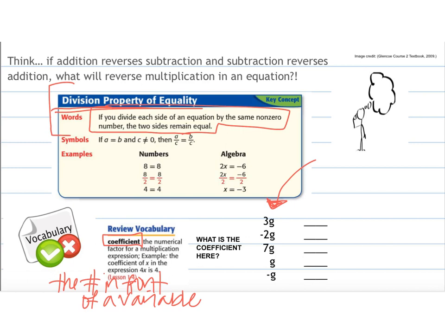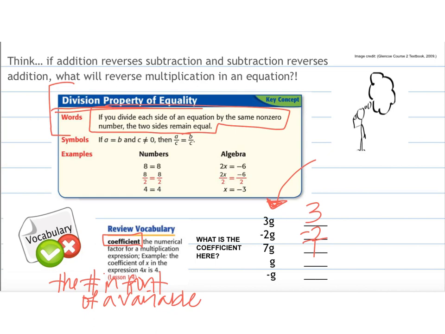Because there's not an operation in between, and we've talked about this before, if you have a number with a variable, it just automatically means multiplication. So the coefficient for 3g would be 3. The coefficient for negative 2g would be negative 2. The coefficient for 7g would be 7.